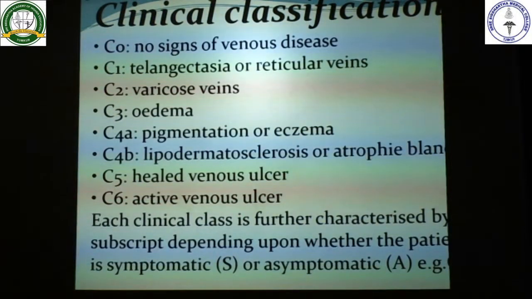Each of C0 to C6 is again divided into S and A. S means symptomatic, A means asymptomatic. In all these categories, if there is a presence of symptoms like pain and other things, it usually comes under S, or if absolutely no symptoms, A.